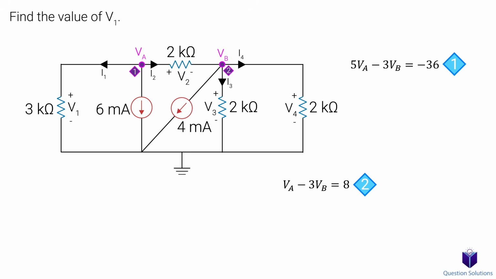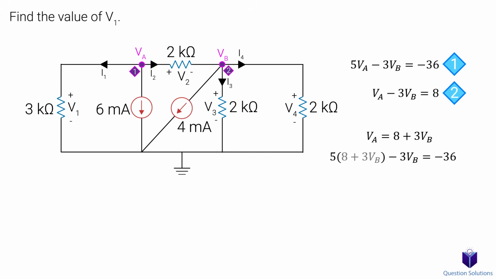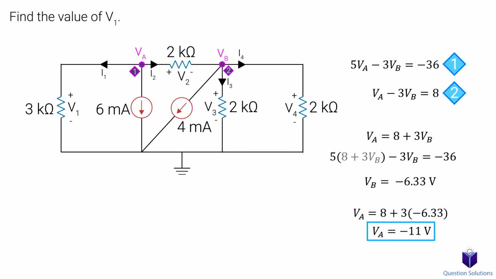Now we have two equations with two unknowns. We can solve for them using substitution. So let's isolate for VA and then plug that into our first equation. Now we can solve for VB. Using this VB value, we can plug it back into our VA equation and solve for it. We get negative 11 volts, which is also the value of V1, so that's our answer. The negative voltage simply means that node 1 and node 2 are at a lower potential relative to our ground node.